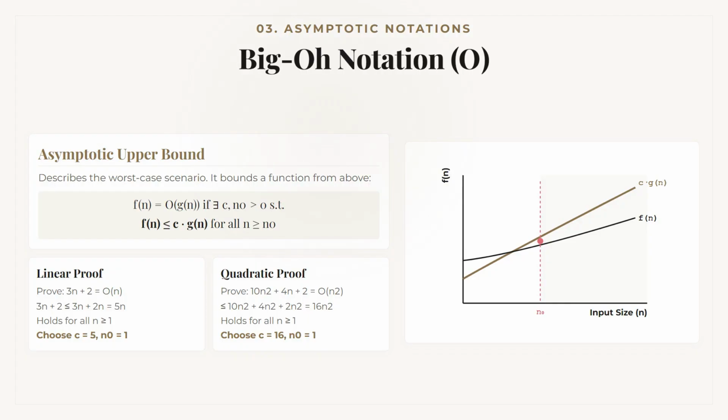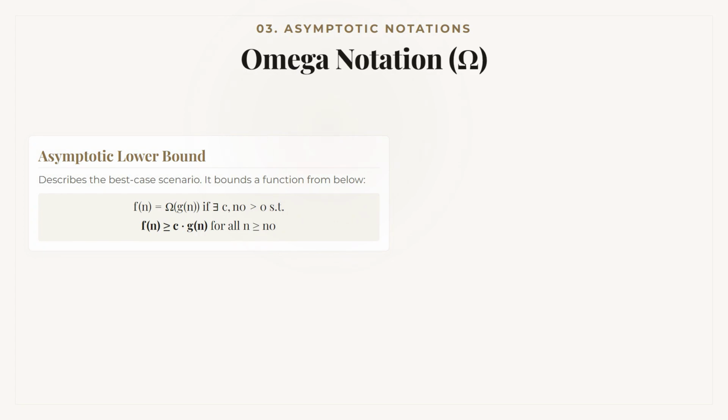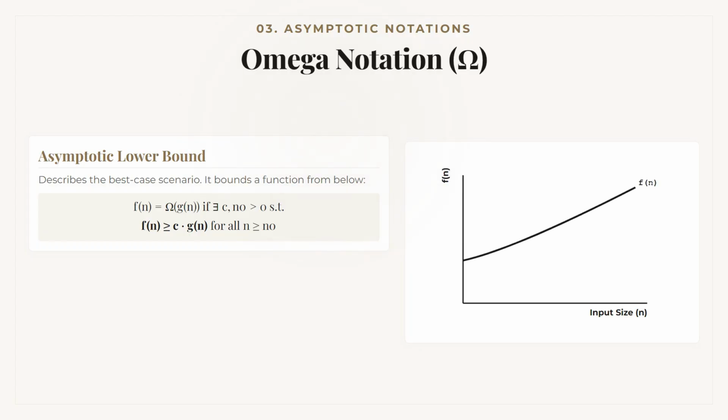Next, let us discuss omega notation. Omega notation provides a lower bound on the growth rate of a function. While Big O tells us the maximum growth rate, omega tells us the minimum growth rate. When we say that a function f of n is omega of g of n, we mean that beyond a certain point, f of n always grows at least as fast as a constant multiple of g of n. Omega is often associated with best-case performance analysis.